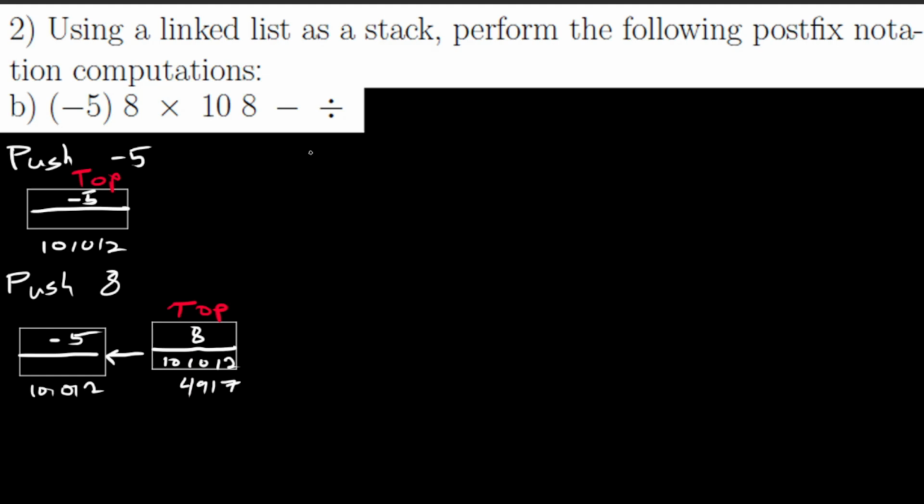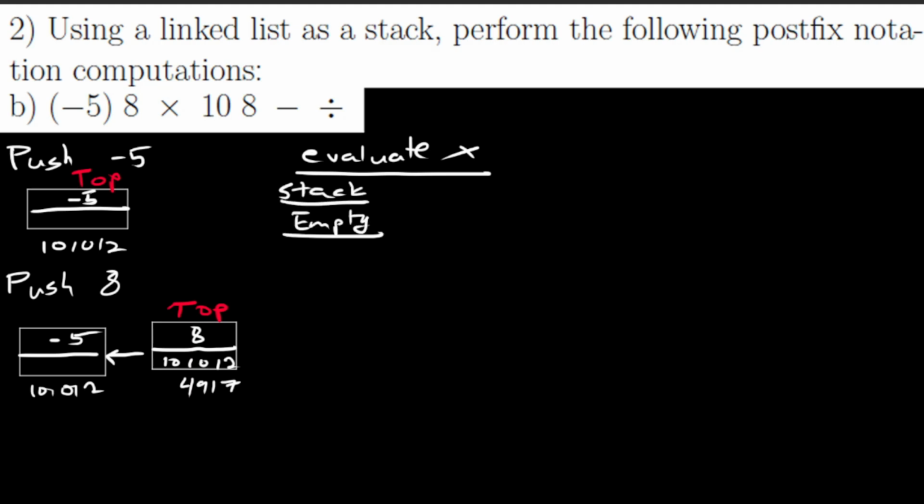Okay, next up we have multiplication, right? So we are going to evaluate multiplication. So our first step is to pop both the pieces of data that we have in the stack. So that means our stack is going to be currently empty. And then we get these 2 pieces of data that are kind of separate without any pointers or links to each other.